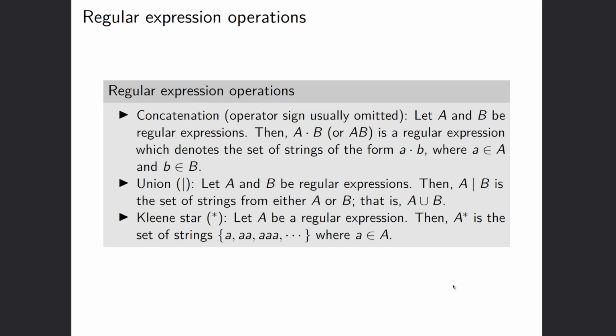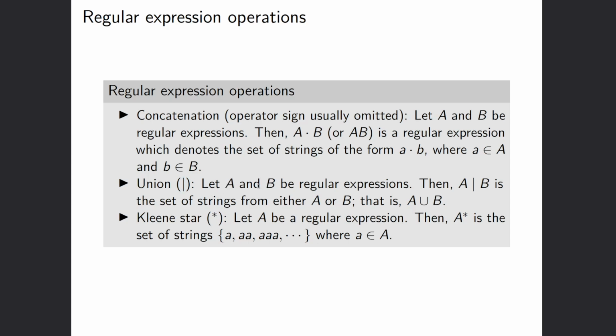So let's talk about those operations. We have 3 operations: concatenation, union, and the Kleene star operation. Concatenation, sometimes we omit the operator sign, but when we don't, it's this little dot here. If we have A and B as regular expressions, and by the way, this is a recursive definition, so A and B are also regular expressions, then A concatenated with B, or AB, omitting that operator, is a regular expression which denotes a set of strings of the form A concatenated with B, where A is some string in A and B is some string in B.